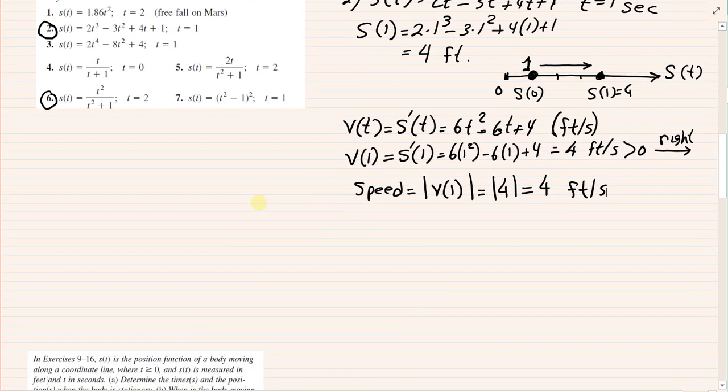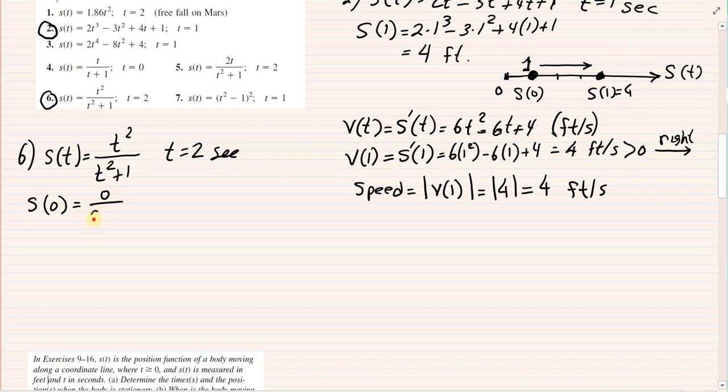Okay, let's look at number 6. In exercise number 6, here directly above where I'm writing, s of t is t squared over t squared plus 1. And this time at t equal 2 seconds later. So for this one, again, s at 0. I like to know where this object starts. So this is the beginning, 0 feet. So it starts at exactly 0 on the number line.